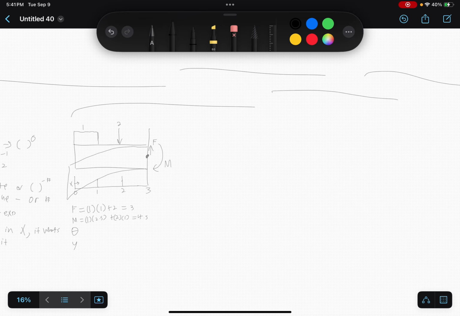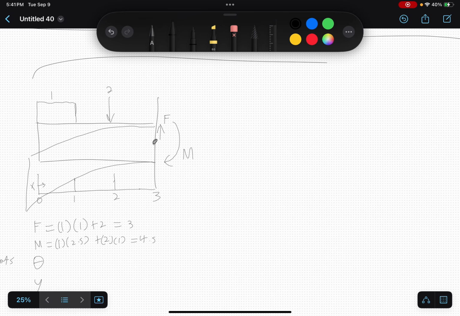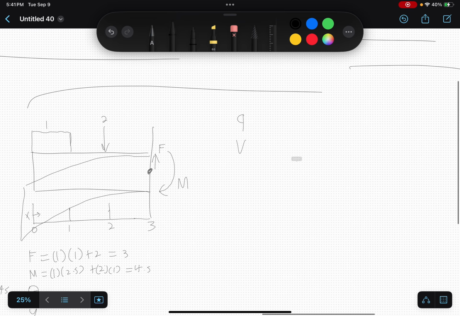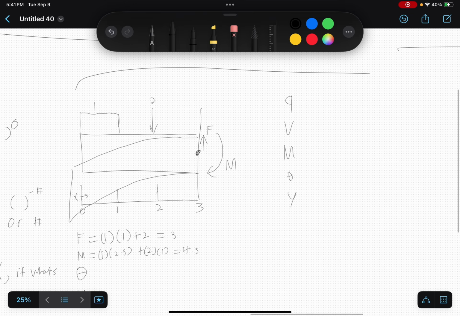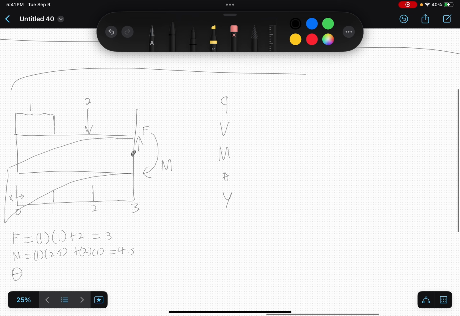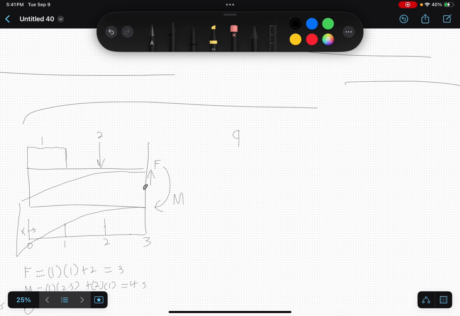All right, so when you're doing singularity function stuff, there's 5 equations. There's Q, V, M, I think theta's the next one. Yeah, theta's the next one, and then Y. So Q, I forgot what it's called, but it's the one that doesn't matter. V is shear diagram, M is moment diagram, theta is deflection angle, Y is deflection amount. So we're going to start with Q. Always start with Q.